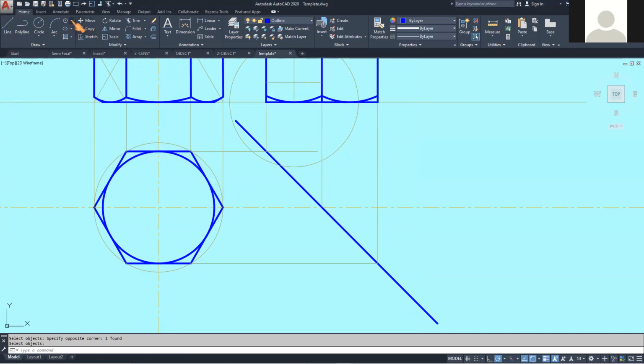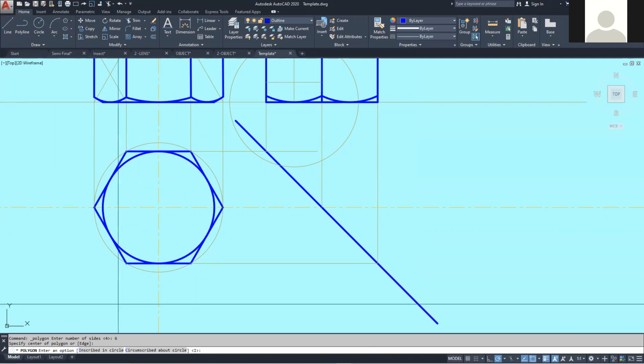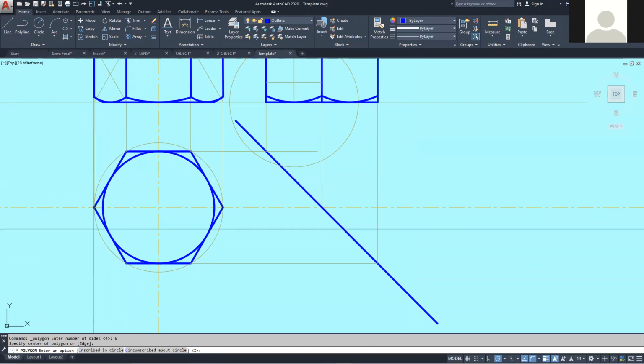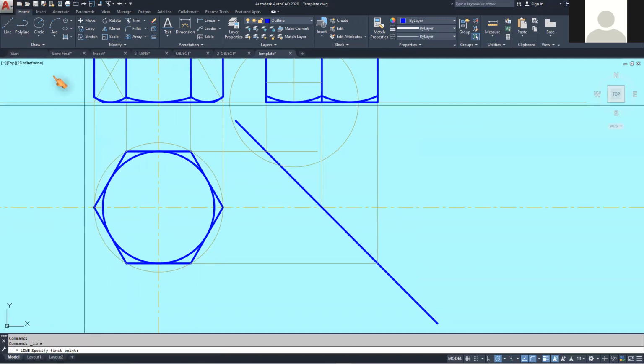You go to your polygon, you do your 6 sides, you specify the center where it is, and you draw an inscribed hexagon. So you just put your twice times M, and that would give you this light circle on the outside here. Your hexagon will come upon that.